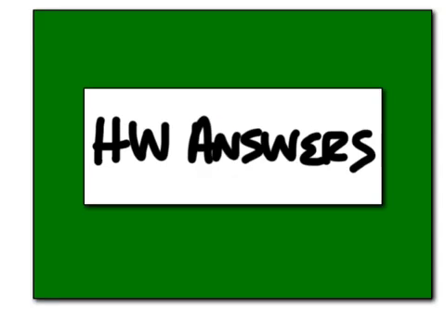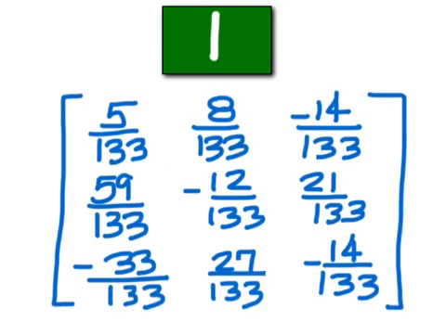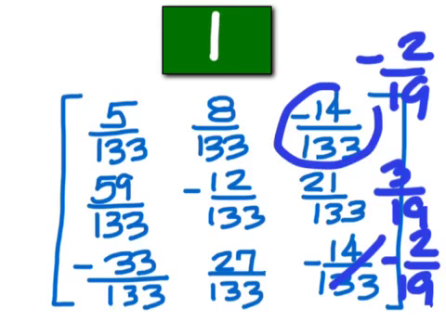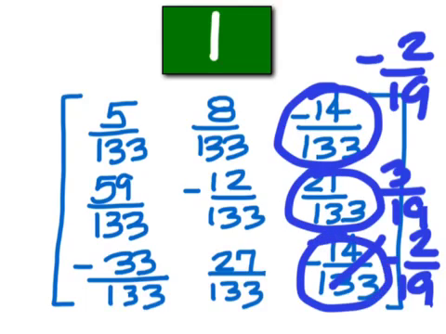Homework check. For number 1, the denominator was 133. You were not able to reduce any of these. 5, 8, negative 14, 59, negative 12, 21, and negative 33, 27, and negative 14. Must have the fractions written out. So these could be reduced here, here, and here, divisible by 7. So it should be negative 2 over 19, 3 over 19, and negative 2 over 19.